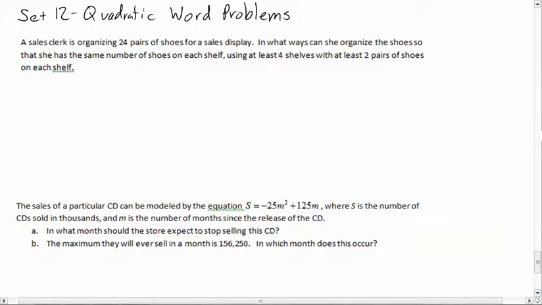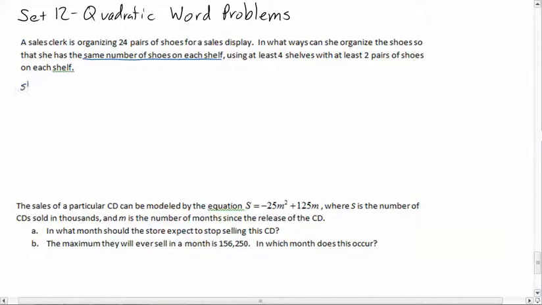First one says, a sales clerk is organizing 24 pairs of shoes for a sales display. In what ways can she organize the shoes so that she has the same number of shoes on each shelf, using at least 4 shelves with at least 2 pairs of shoes on each shelf? All right, well, maybe that's a lot of information to take at once, but I do get that there's 24 pairs of shoes, and we're trying to organize the shoes so that there are the same number of shoes on each shelf. So let's start with that.